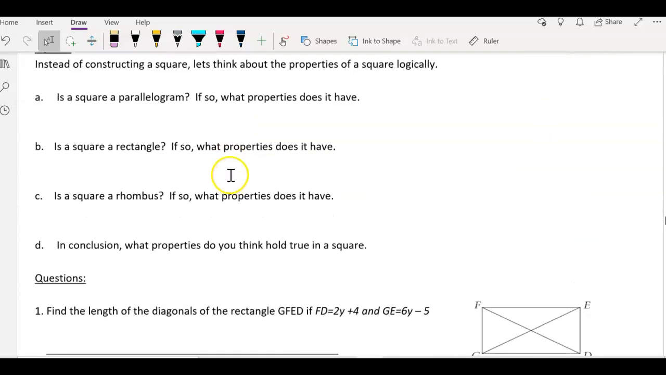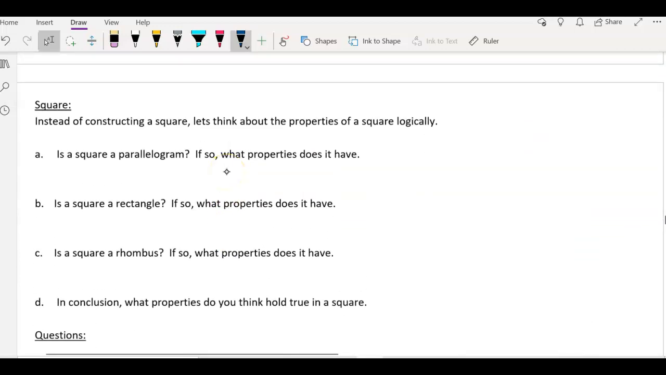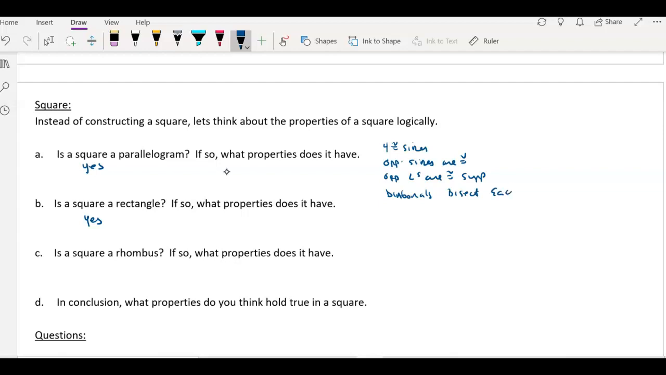Now let's think about this logically. Is a square a parallelogram? The answer to that is yes. So what properties does it have? We know it has four congruent sides. We know that opposite sides are congruent. Then we know opposite angles are congruent and supplementary. Now, is it a rectangle? Yes. Therefore, we know diagonals bisect each other.